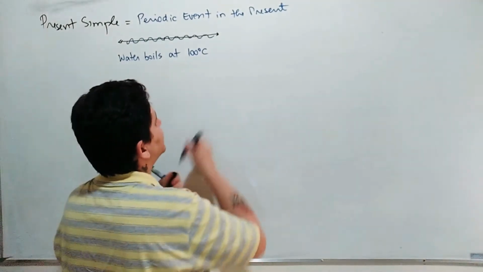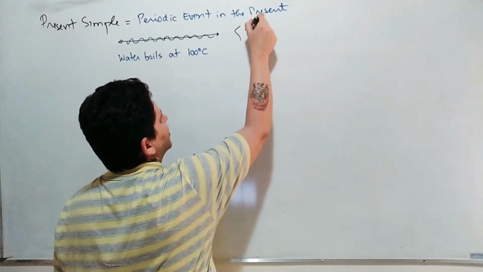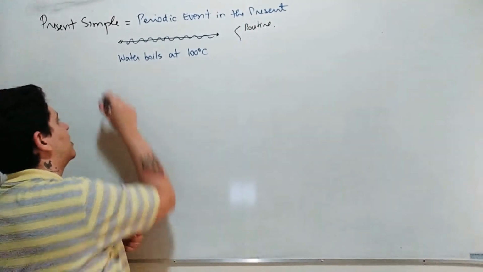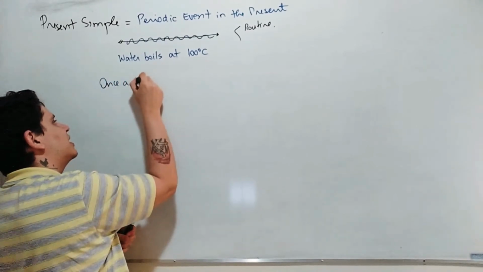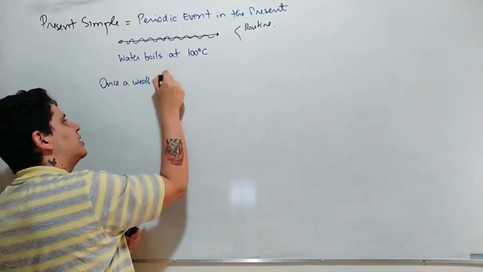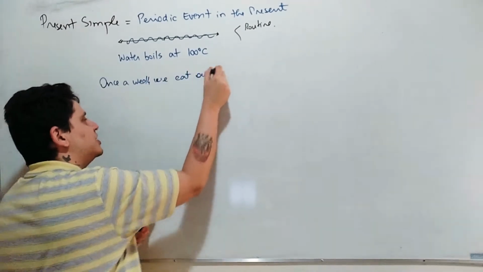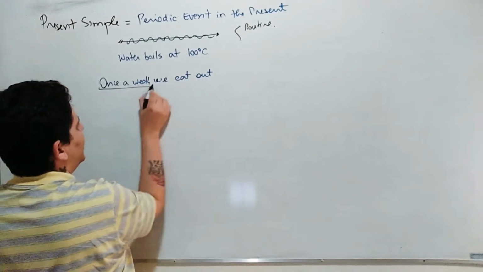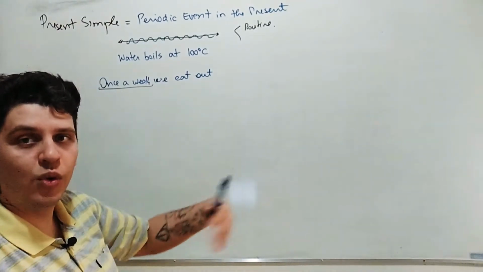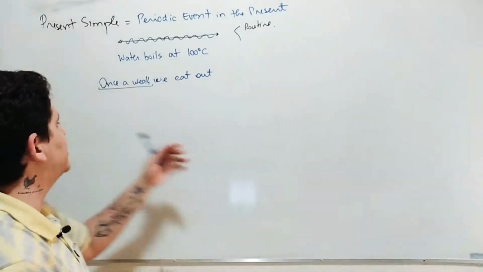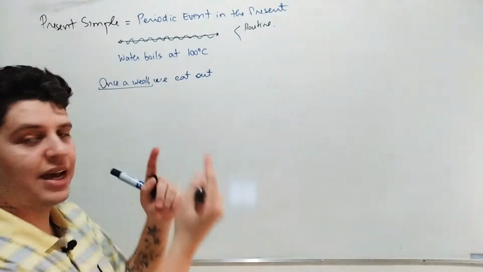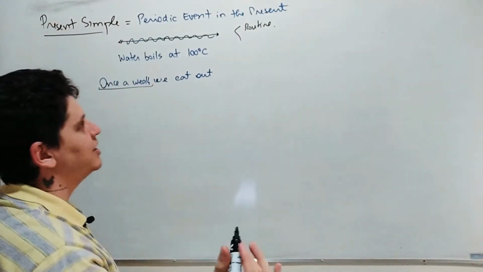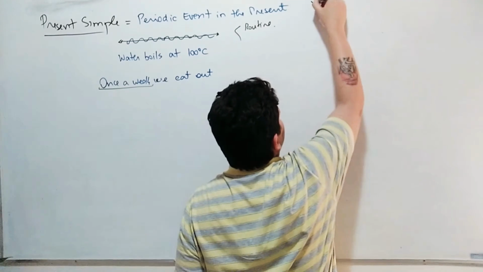But sometimes we have routines. For example, when you say that once a week, we eat out. So what you're saying is that now this periodic event has a pattern of behavior. It repeats itself one week after another because you do it once a week, one time per week. Okay? Anyway, that's the meaning of present simple. Probably you already know that. But let's talk now about present continuous.